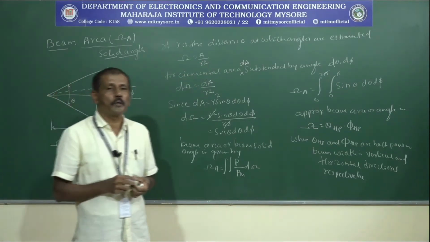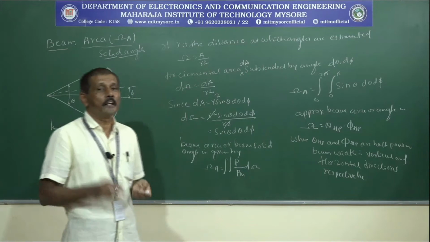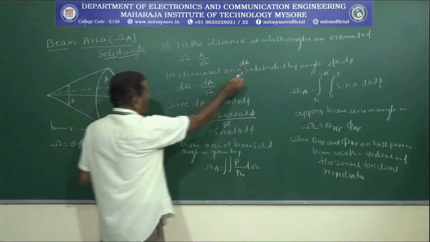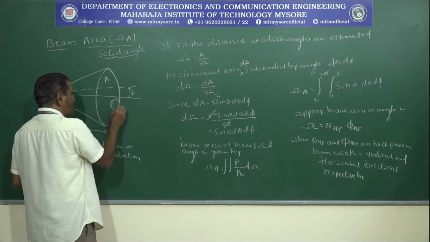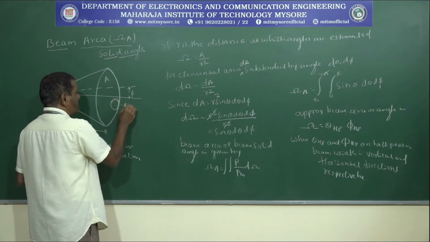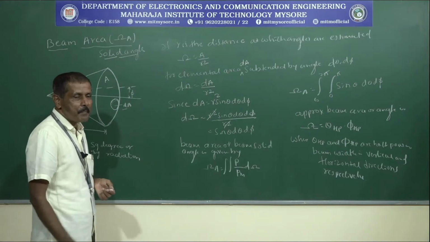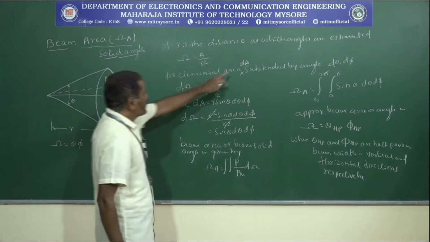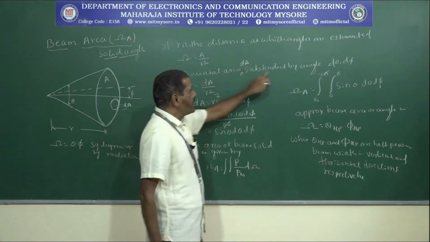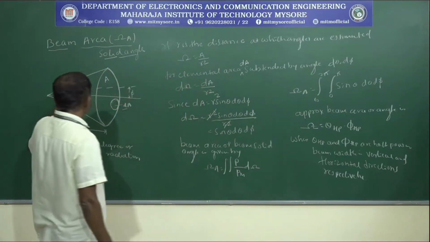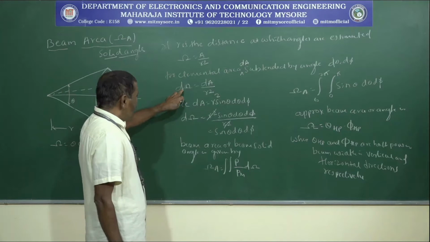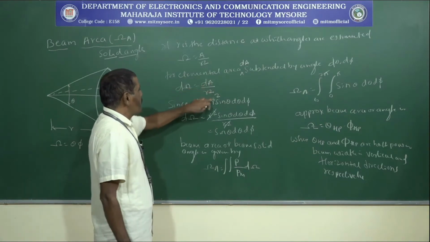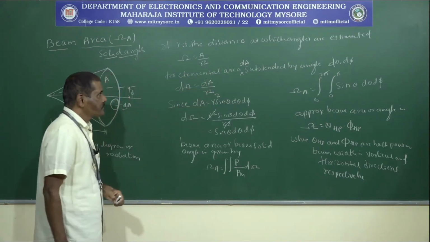Instead of considering the total area, we are considering only an elemental area, a small area, that is called dA. So here we are considering a small area, which I am calling dA. Now, for this elemental area dA subtended by an angle d theta and d phi, d omega equals dA divided by R square.